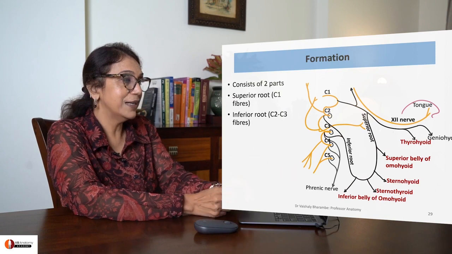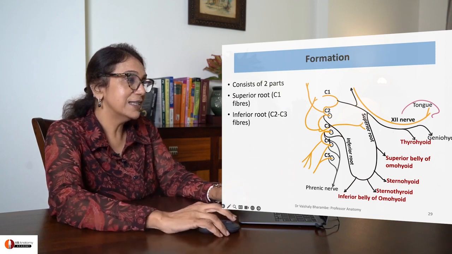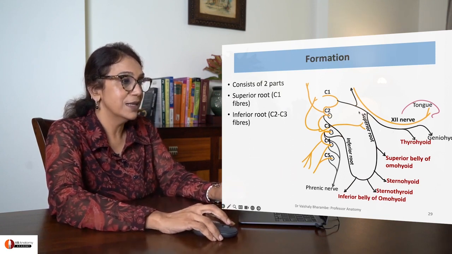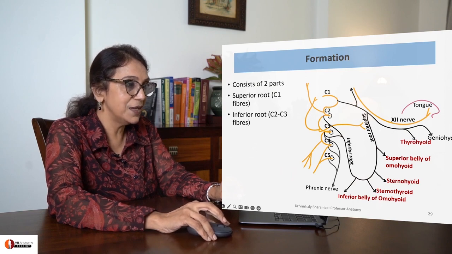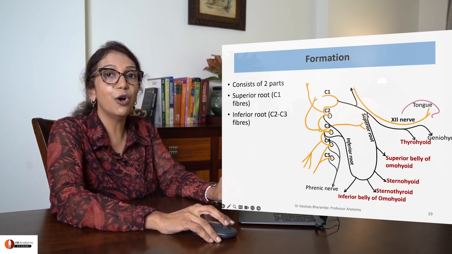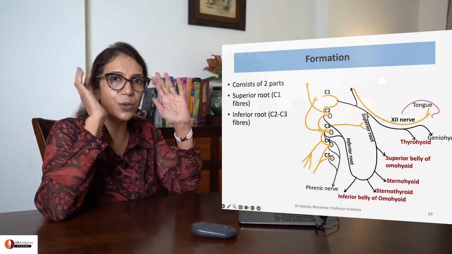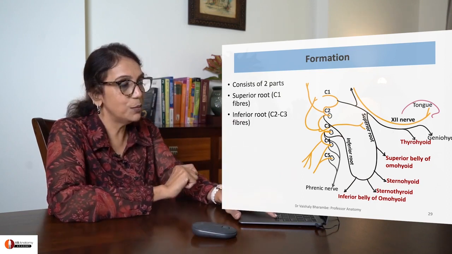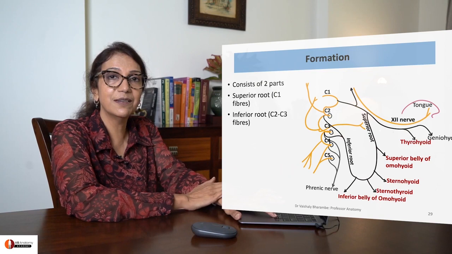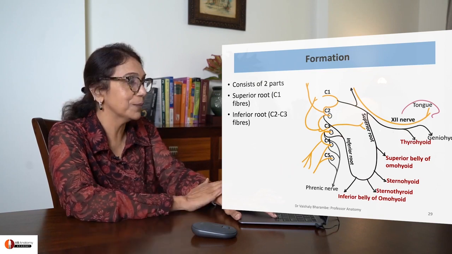Okay. Look at it now. See that it seems to consist of two parts, a superior root and an inferior root, and this is the loop of Ansa. Okay, broad outline, you got it? Let's now begin to discuss it in bits. Sometimes that's the better way of learning.